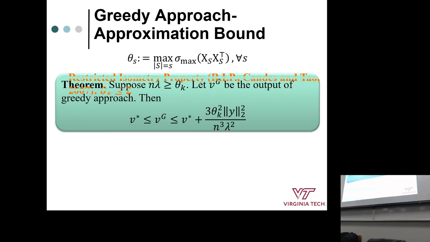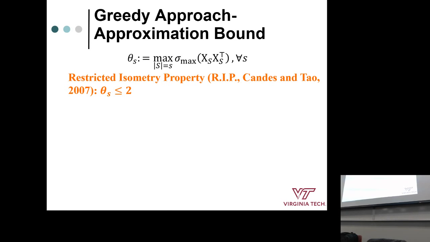So now some theoretical results. Numerically it works very well, but theoretically, what can be done? We want to understand what's going on, and why this greedy works so well. So we go back to a famous paper from Candes and Tao, 11 years ago, focusing on the Dantzig selector. They define a constant called theta_s, the restricted isometry property.